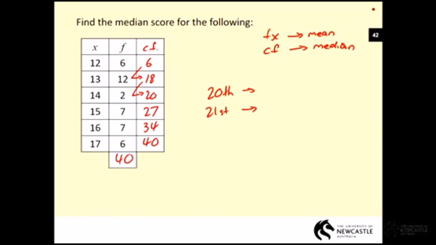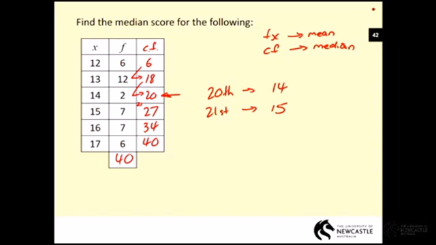What's the 20th score? The 20th score is a 14, and the 14 stopped there. So the 20th score is 14. What's the 21st score? The 20th score stopped at 14, so the 21st, 22nd, 23rd, all the way up to the 27th were all 15s. So my CF column just helped me do that quicker. It told me where the 20th score was, and I knew the next one after it was the next score.